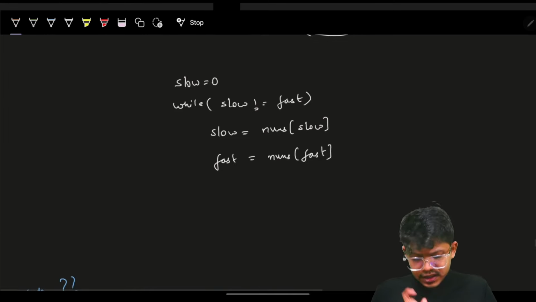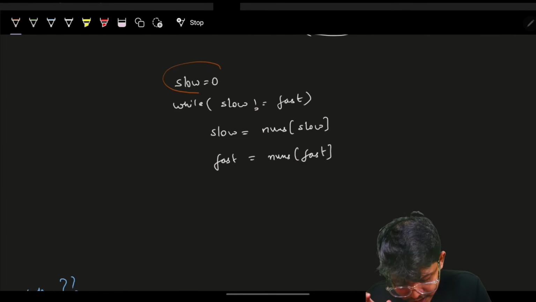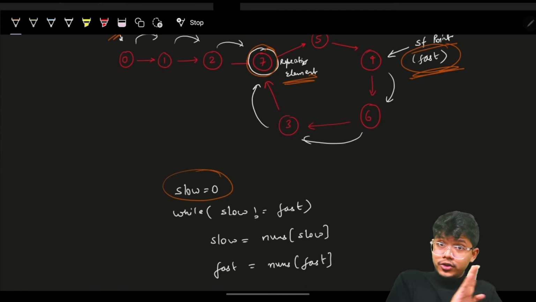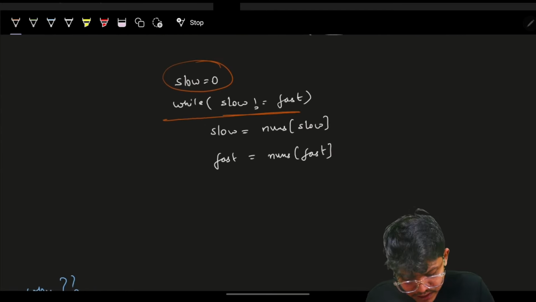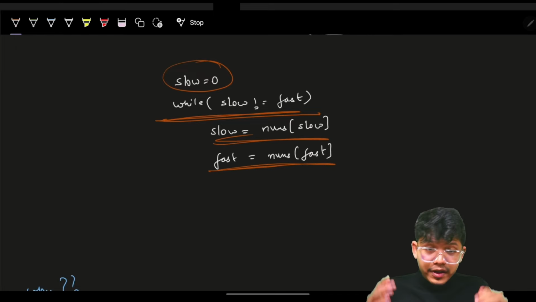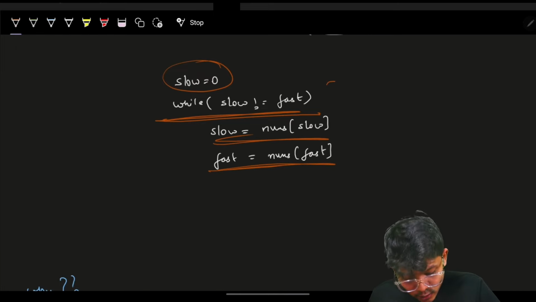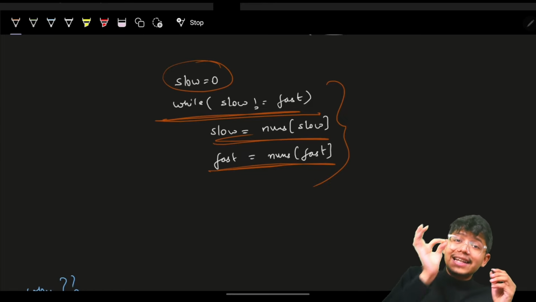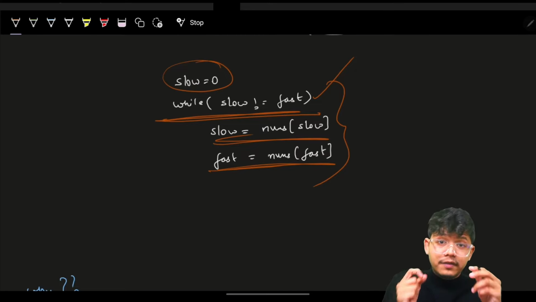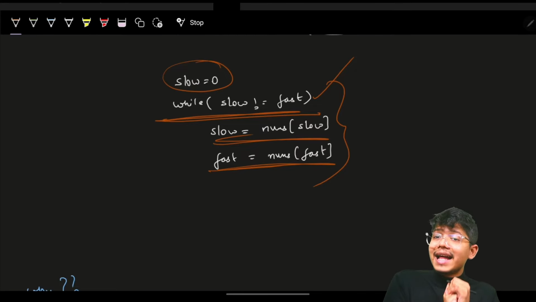Now, the code will look as simple as that. You initialize your slow to 0. Your fast is already pointing to this location because you didn't change it. So you'll keep on moving both of them one step. Both of them are moving one step at a time, and as soon as they meet, both of them will be pointing to my repeating element. And that's going to be my answer.